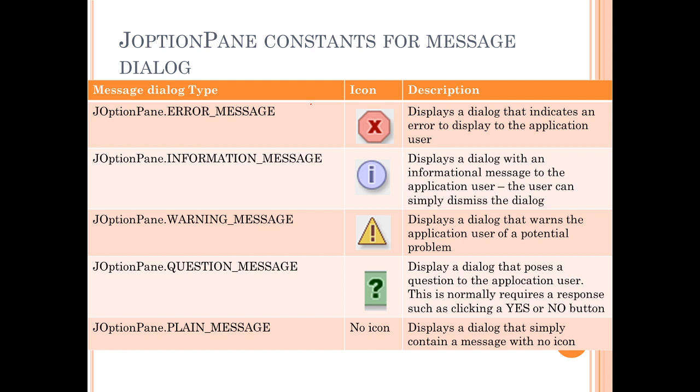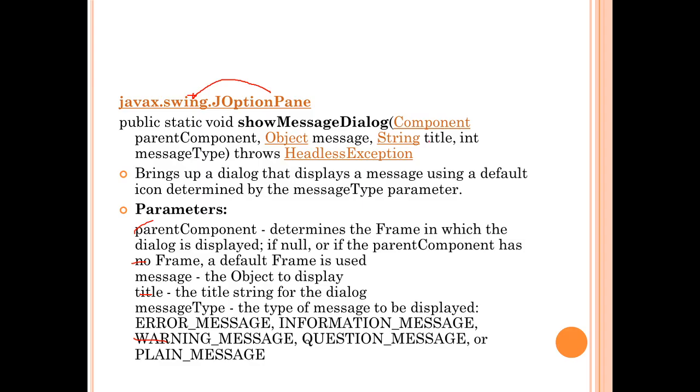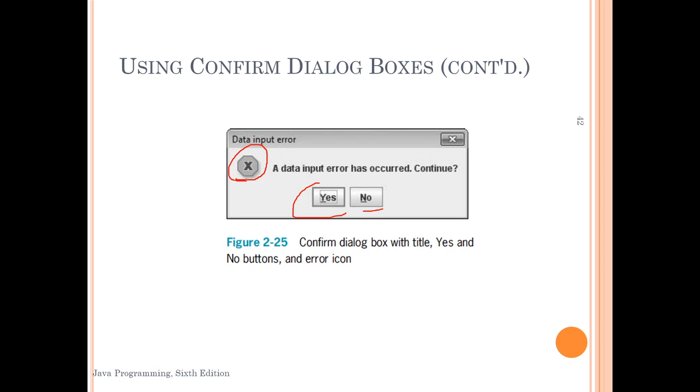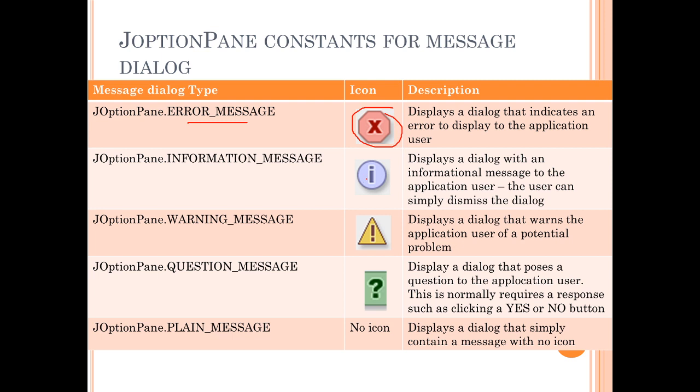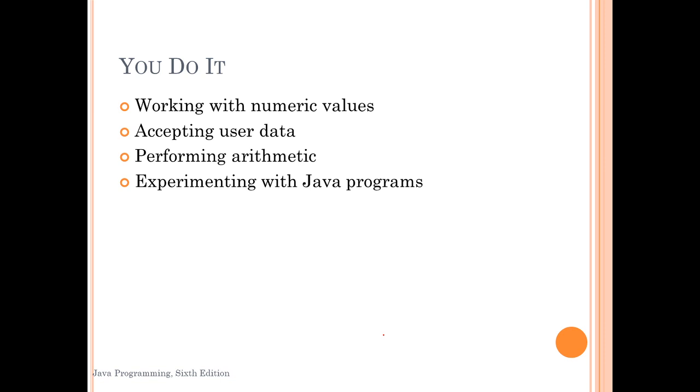Ito naman yung mga iba't ibang klase ng message. Kapag error message, ito yung icon niya that displays the dialog that indicates an error to the user. Ibig sabihin ito, icon yan, X yan, ibig sabihin error. Kapag ganito yung nakita nyo, ibig sabihin, it displays a dialog with an information message. Kapag ito naman ay warning, it warns an application of any potential problem. Ito naman, if you want to ask a question, kaya siya ay question mark. And this is just a plain message. Wala kayong makikita na icon.